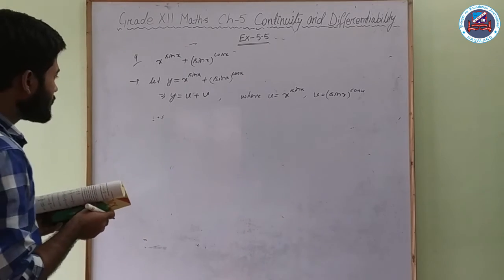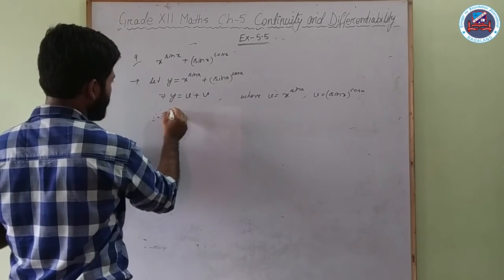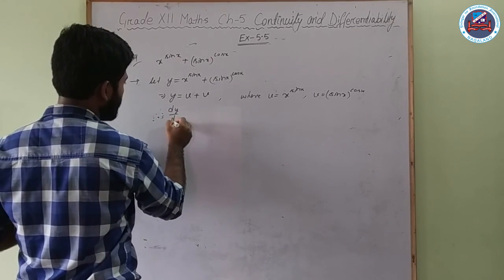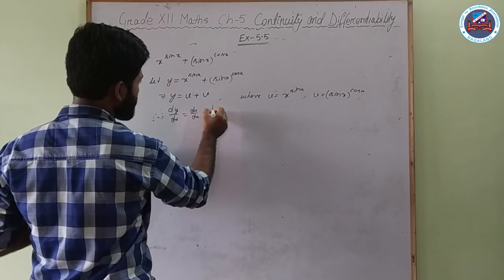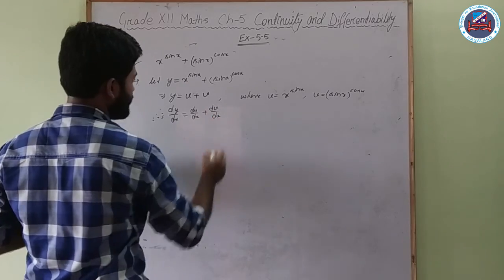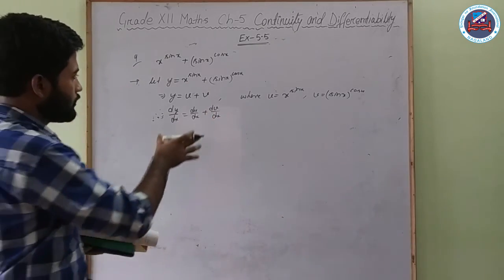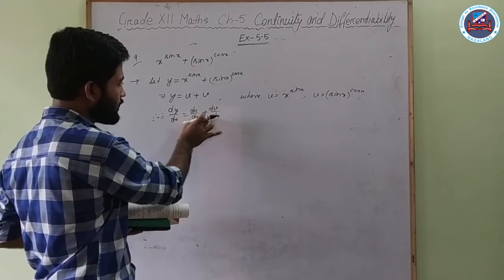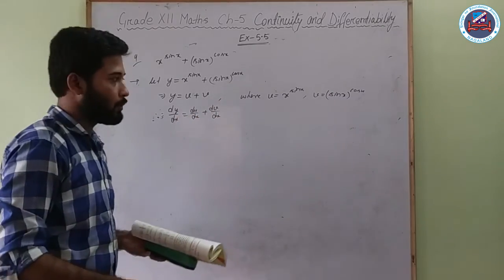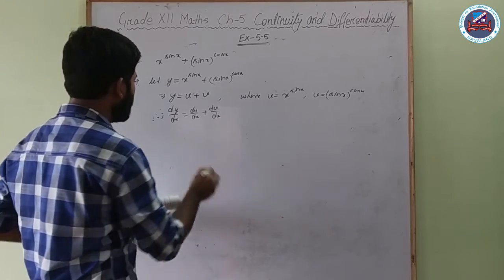Fine. Now, therefore, what would be the derivative? dy by dx will be equal to du by dx plus dv by dx. Now it is a bit easier. You can see if I find du by dx and dv by dx, our work will be done.